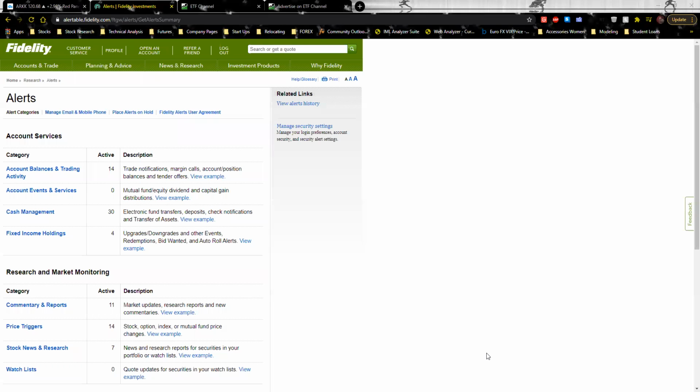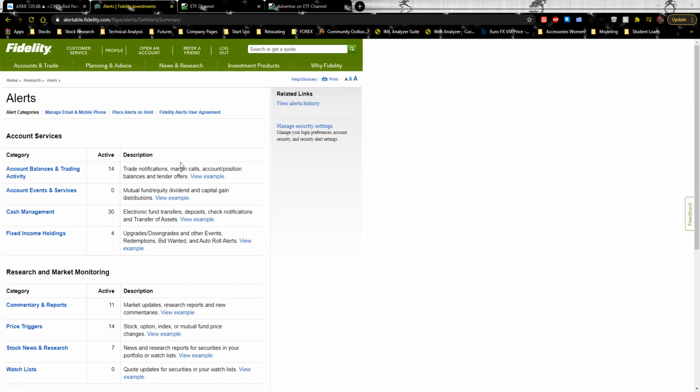Okay, so let's go over some of the stuff that I like to use, some sites I like to use. The first one would be Fidelity. I just want to show you some of the tools that you can use with Fidelity that a lot of people probably don't pay attention to.